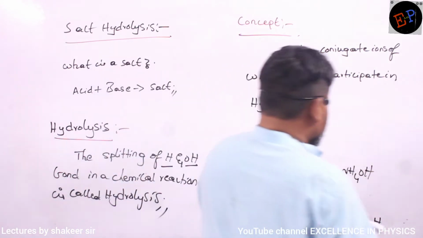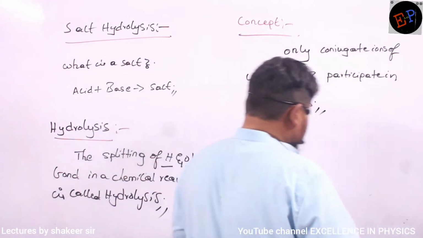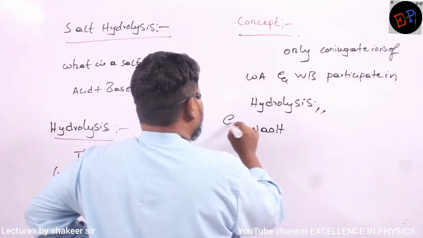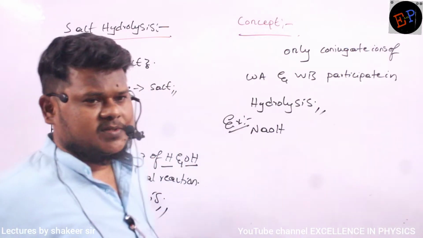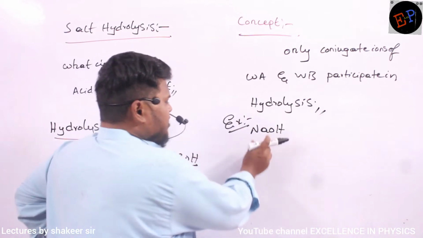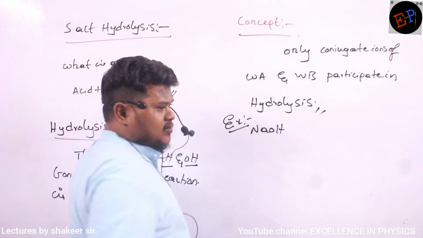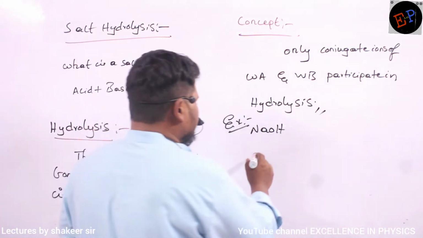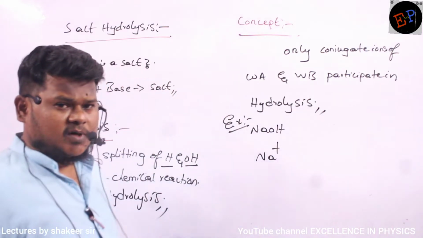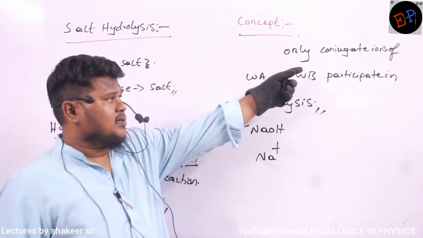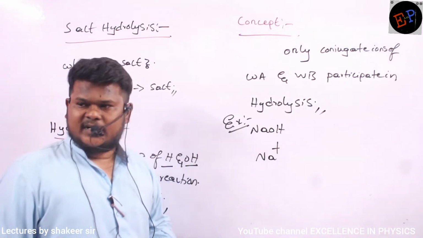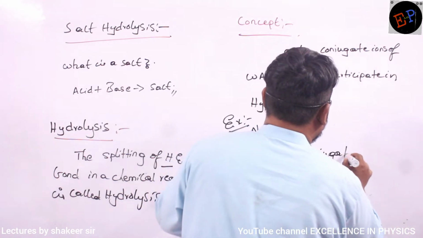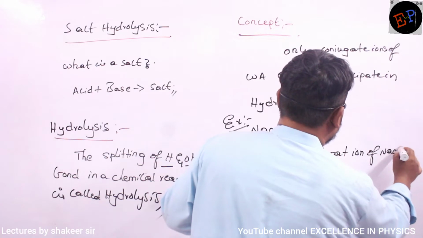Let us write some examples. What is meant by conjugate ions we have already studied. For example, take NaOH. Is it a strong acid or strong base? This is a very strong base. If NaOH loses the hydroxide ion, OH minus, then it forms Na plus. Are you able to understand? Na plus is called the conjugate ion of NaOH.